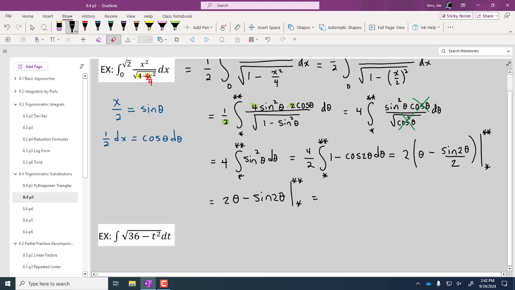Now, we have information about sine of theta, no information about sine of 2 theta. So we need to use a trig identity here, which we'll use a lot. Sine of 2 theta is 2 sine theta cosine theta.